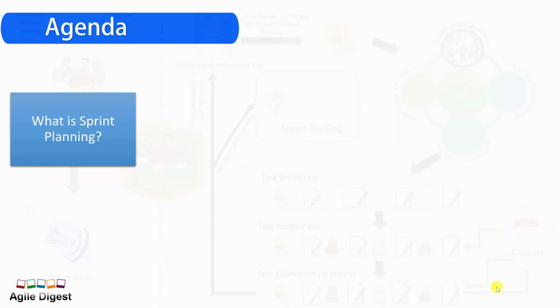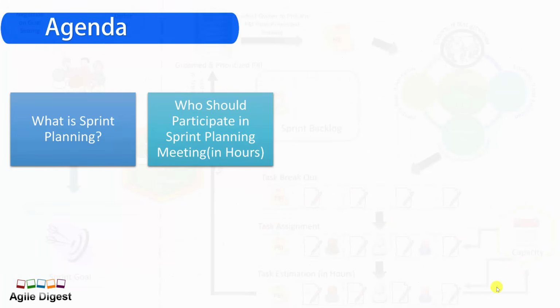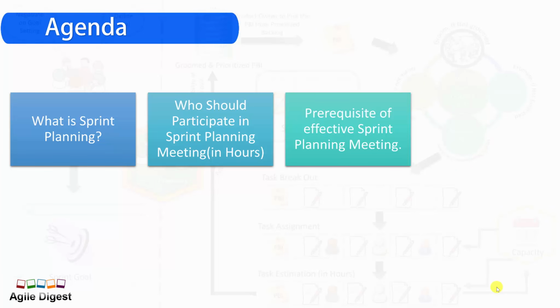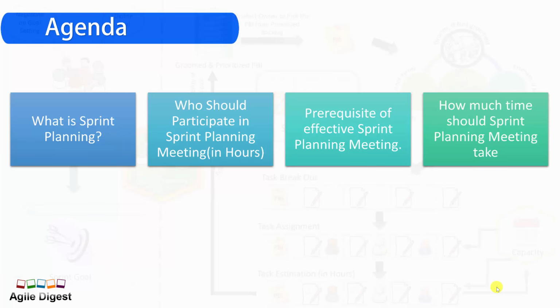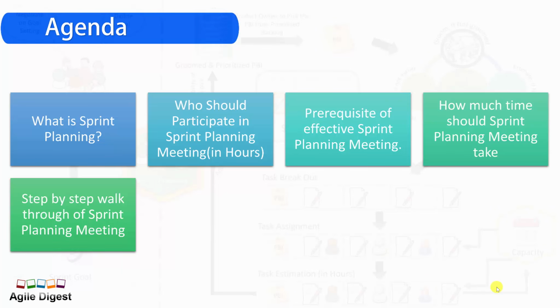So we will talk about what is sprint planning, then we'll talk about different roles and responsibility of the Scrum roles for sprint planning. Then we'll talk about what are the prerequisites we may have for effective sprint planning, and how much time a sprint planning meeting takes, and then we'll talk about step by step inside the sprint planning meeting what we do, what are the different steps we do to have a sprint planning meeting.